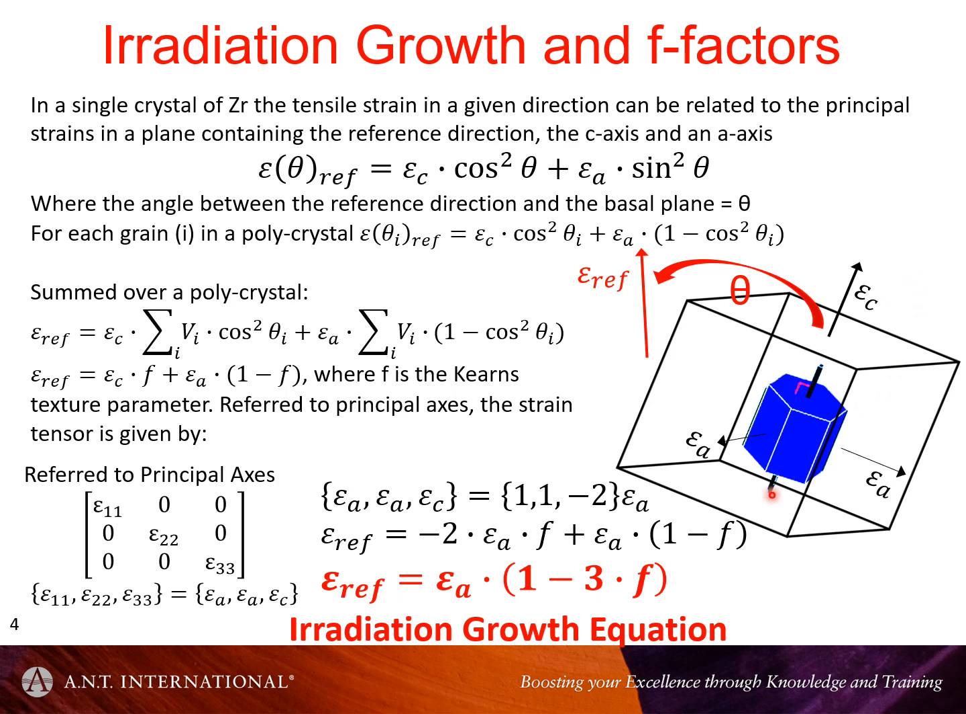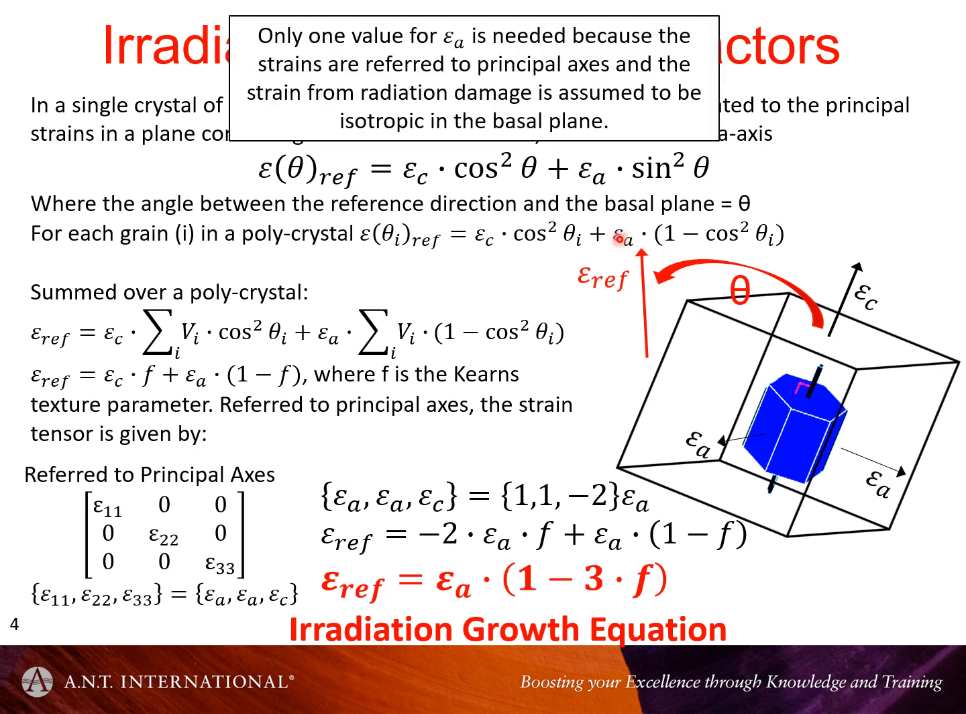Now we can do this because, in fact, it turns out, with respect to growth, the strain in the basal plane is isotropic. So we can pick any strain in any direction within the basal plane, and we can rotate this, and it doesn't make any difference to the end result. So we only need one value for the a-axis tensor strain, because the strains are referred to principal axes.